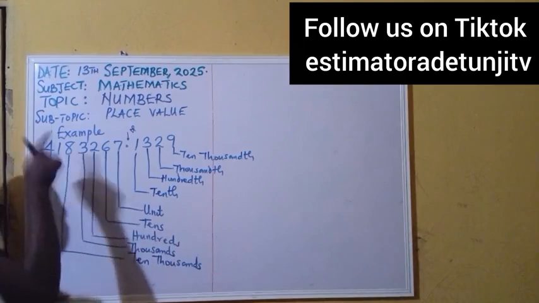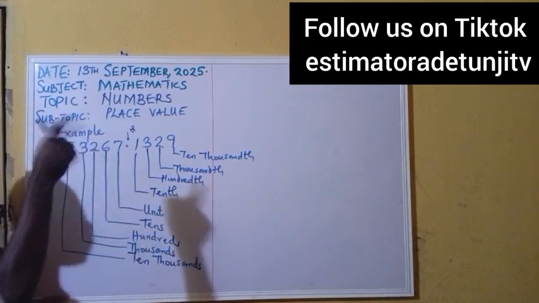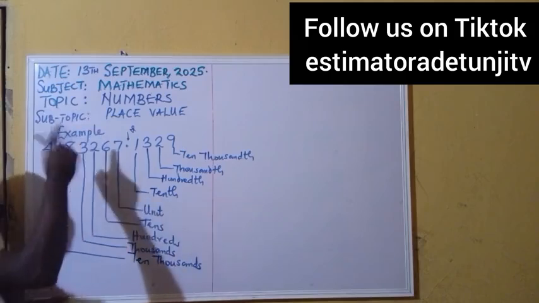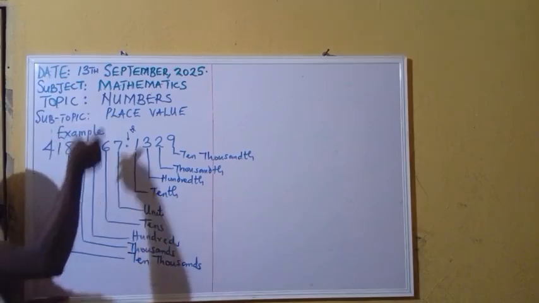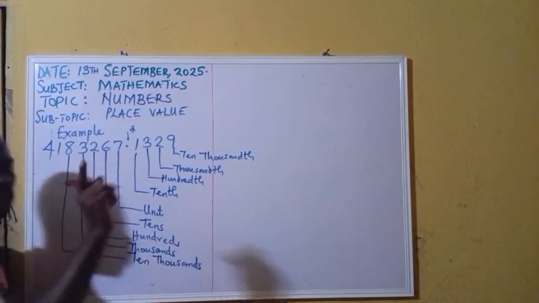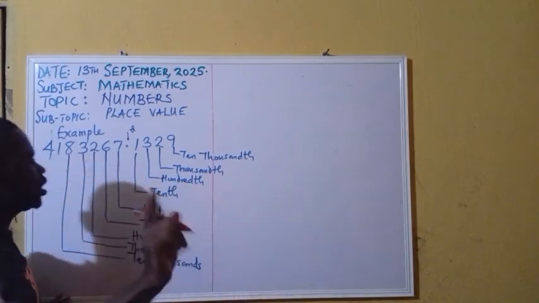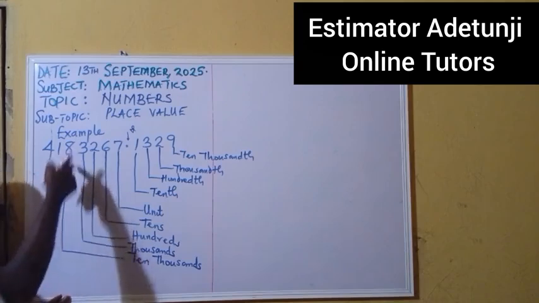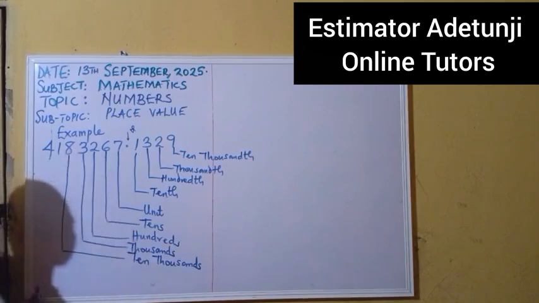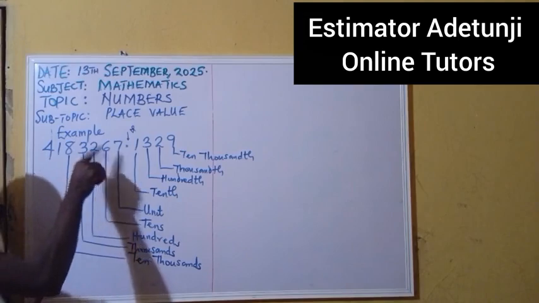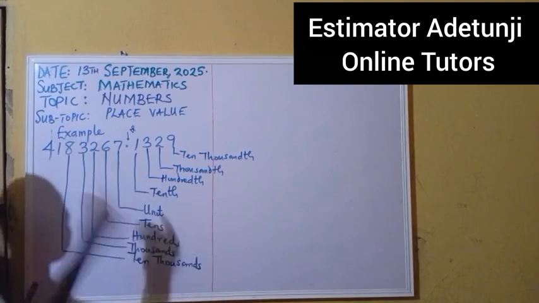So, family of tens: 83. That is 80 plus 3,000 plus 200 plus 60 plus 7. You will enjoy all these things very well in our writing of numbers in words. So that's why I can say 83,267. The family of tens.